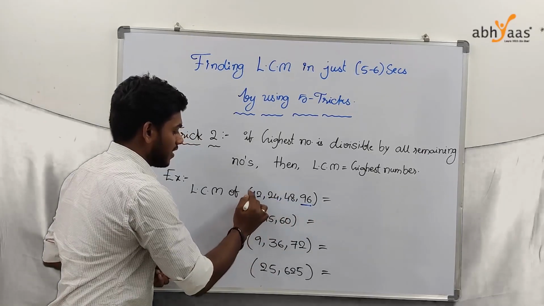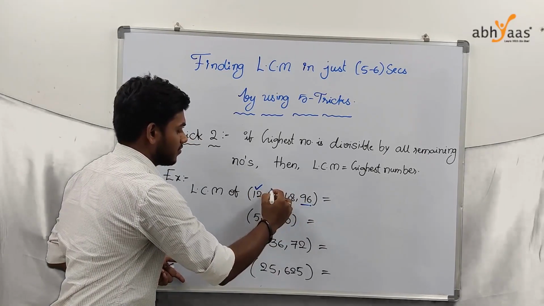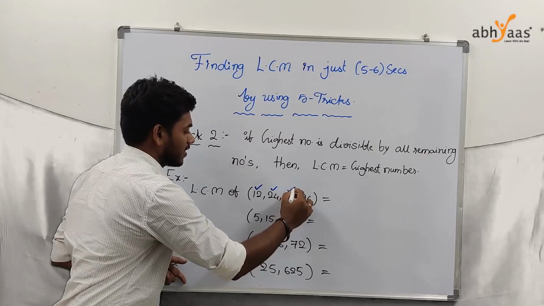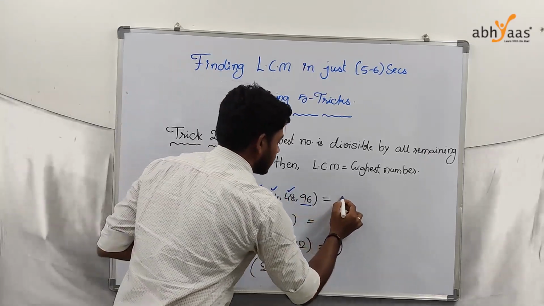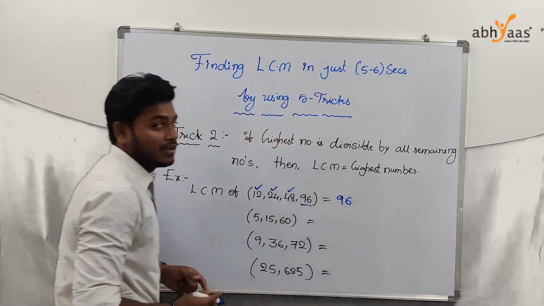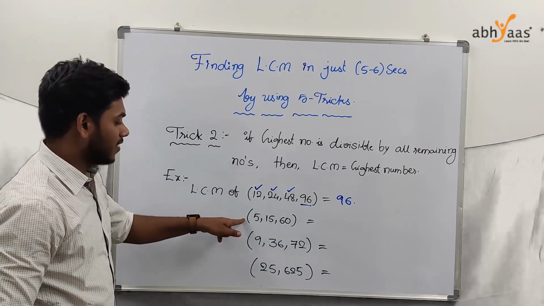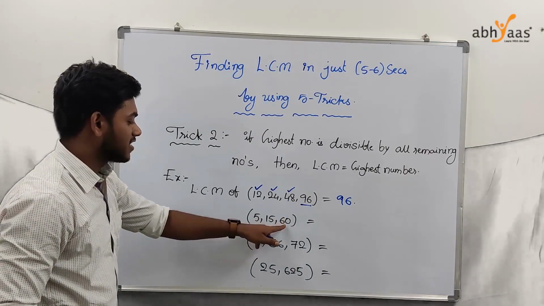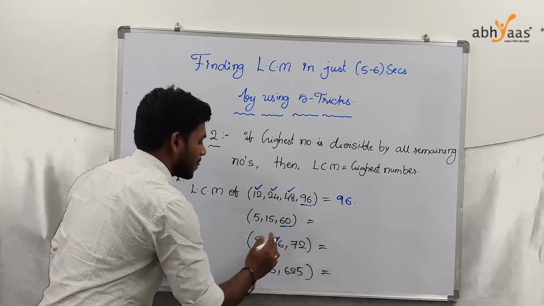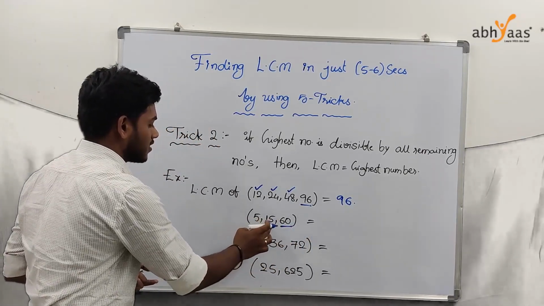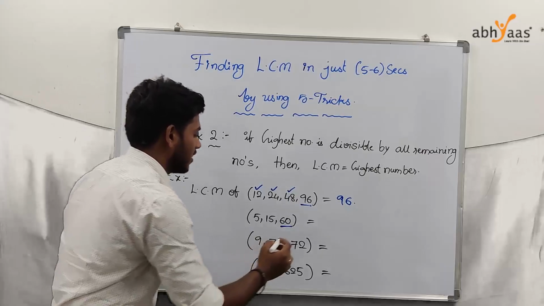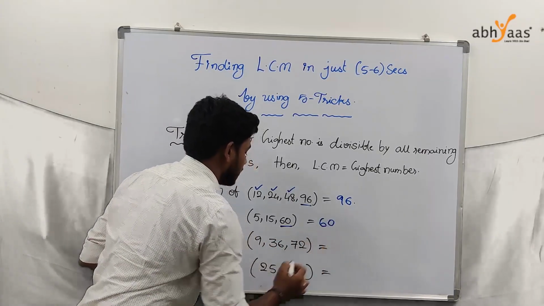96 is divisible by 12. It is divisible by 24. It is divisible by 48. Hence, the LCM is the highest number, that is nothing but 96. Look at the second one. 5, 15, 60. 60 is the highest number. 60 is divisible by 5, 60 is divisible by 15, hence LCM is 60.